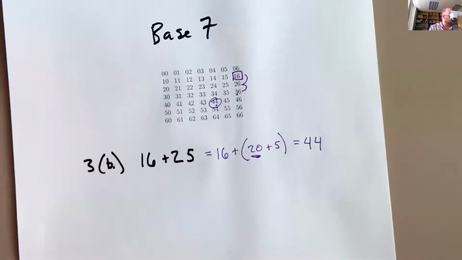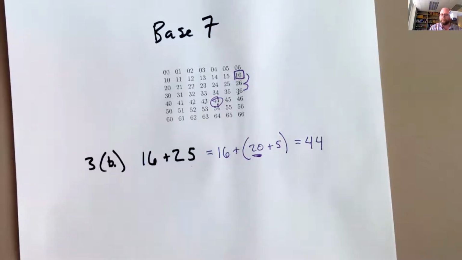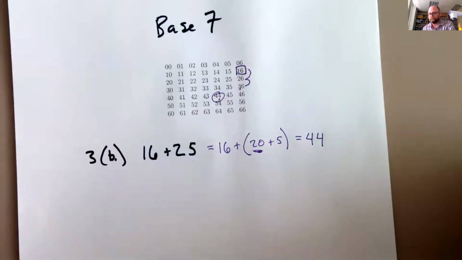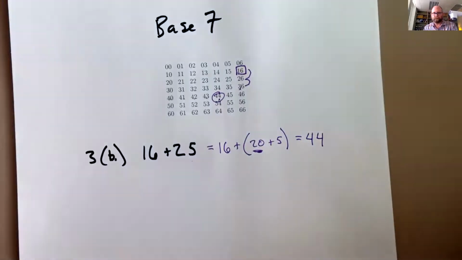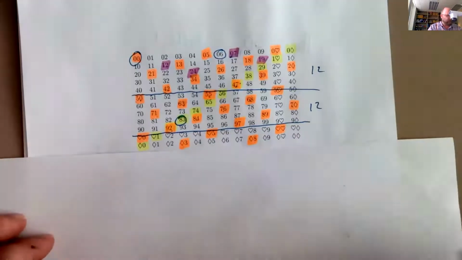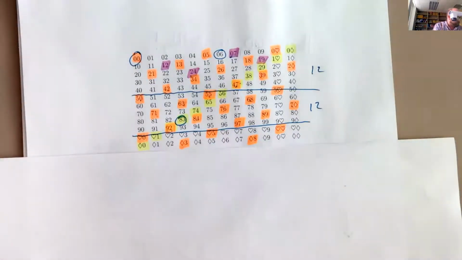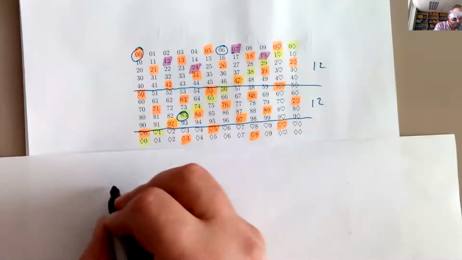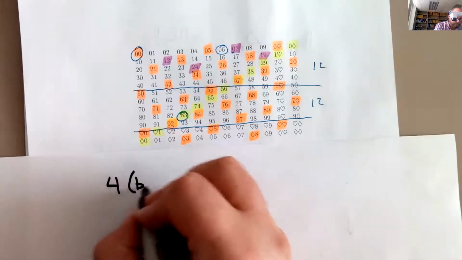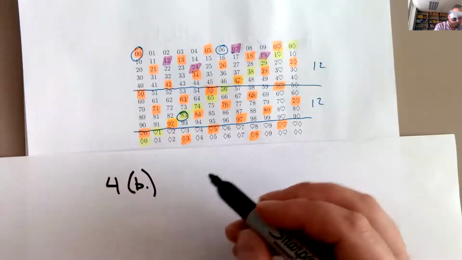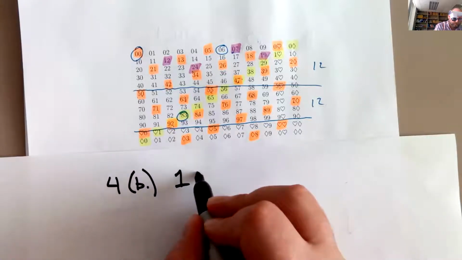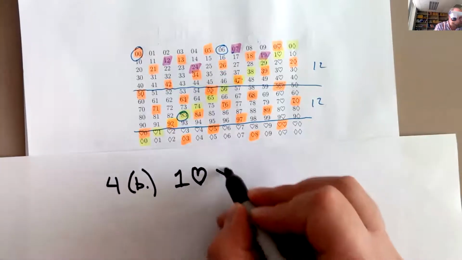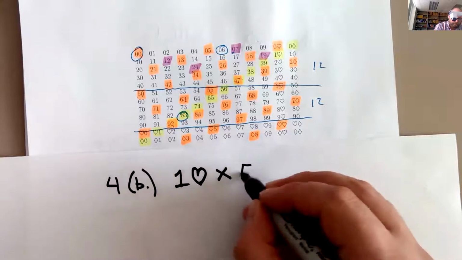Okay, let's also talk about 4b. 4b asks you to find base 12. What is 1 heart times 5?